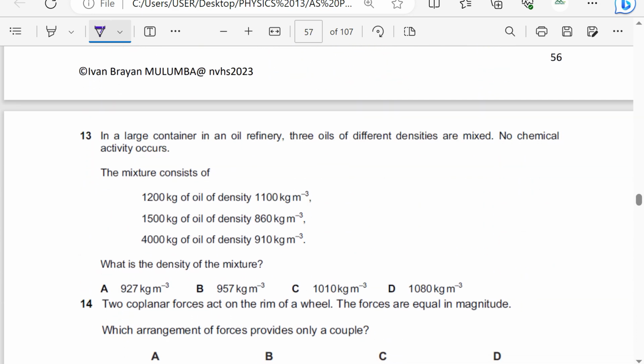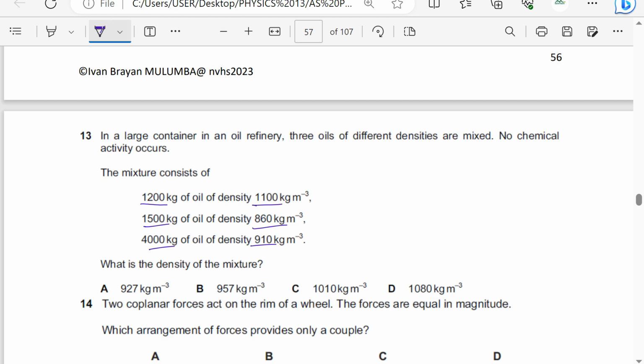In a large container in an oil refinery, three oils of different densities are mixed. No chemical activity occurs. The mixture consists of 200 kilograms of oil of density that, 1,500 of density that, 4,000 of density that. I think we answered this question more than 2 times. Okay, what is the density of the mixture?